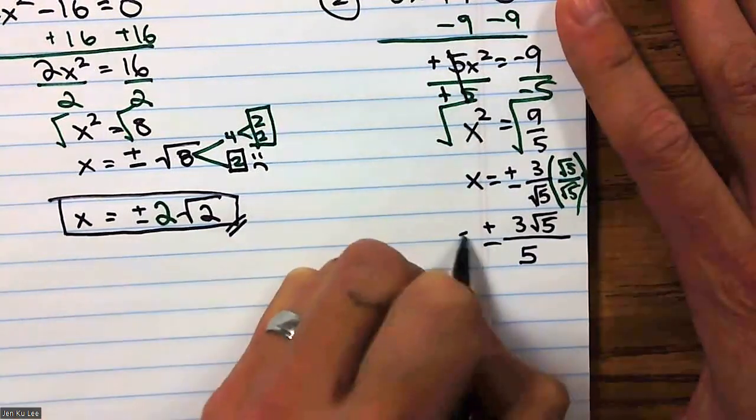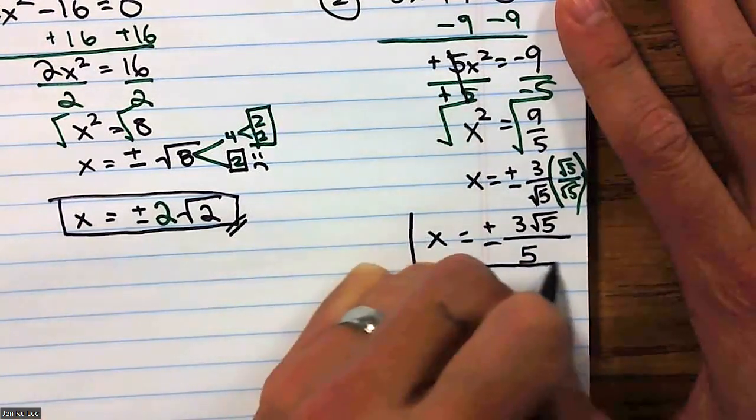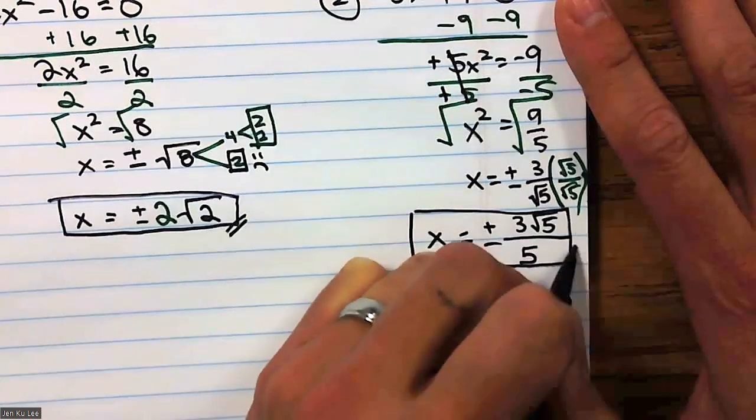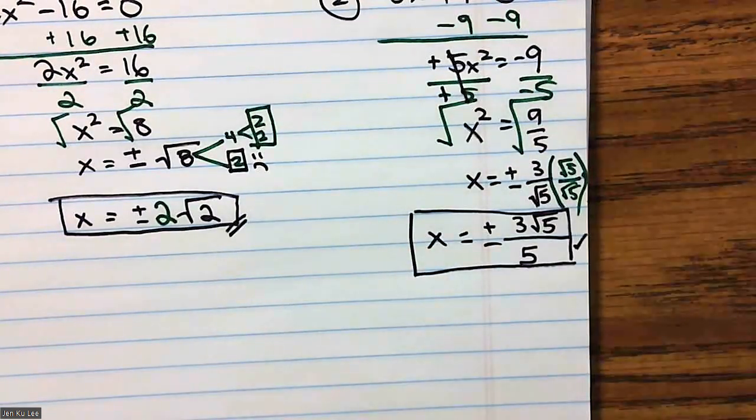So that's 3 square root of 5 over 5, plus or minus, equals x. So that is my answer. Okay?